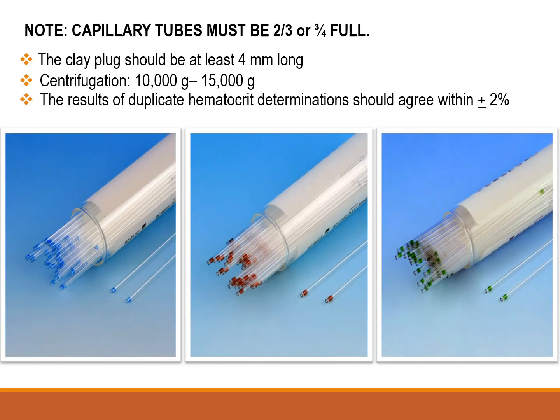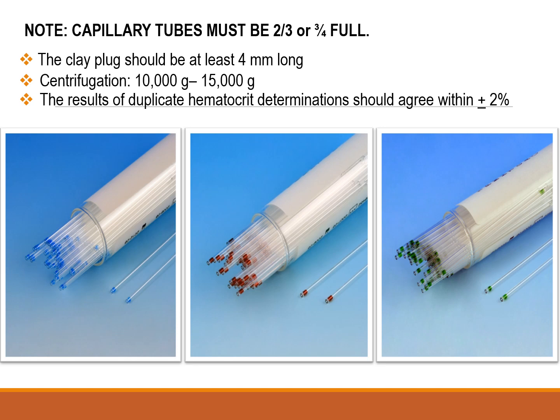When performing the microhematocrit method, it is important to note that when filling the capillary tubes with a patient sample, the tubes must be 2/3 or 3/4 full. There should also be no spaces or bubbles seen in the capillary tube. For the clay plug, the length after sealing must be at least 4 millimeters long. In terms of centrifugation, the tubes are subjected to a speed of 10,000 to 15,000 gravity for 5 minutes. The results of duplicate hematocrit determination should agree within plus or minus 2%.